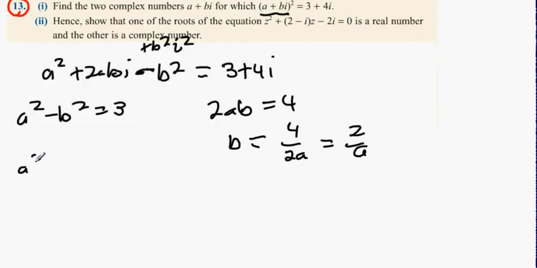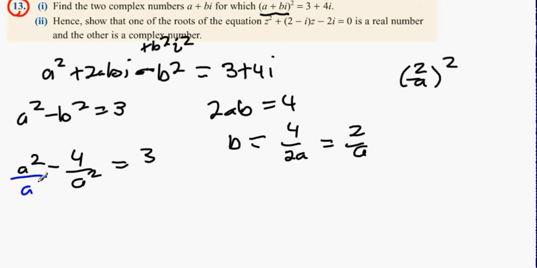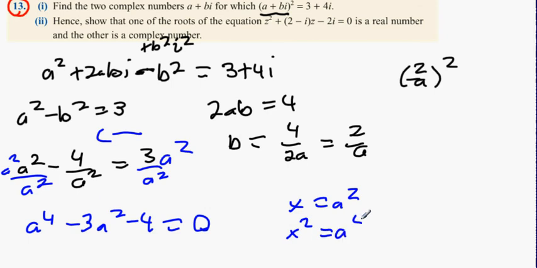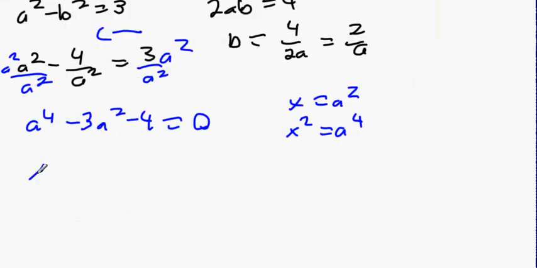Input that into the quadratic and we get a squared minus (2 over a) squared, which is 4 over a squared, equals 3. Put them all over a squared, and then what we get here is a to the power 4 minus 3a squared minus 4 equals 0. Let x be equal to a squared, such that x squared equals a to the 4. Then we get x squared minus 3x minus 4 equals 0.